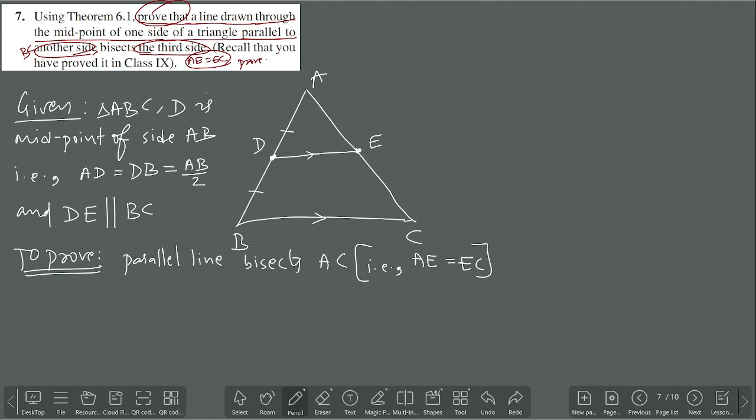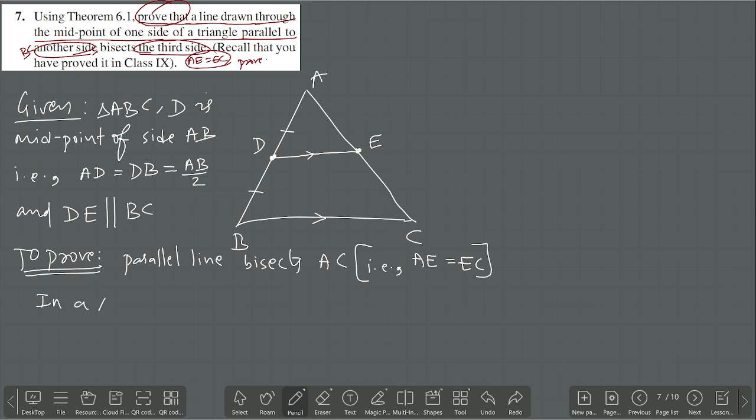Given is triangle ABC, D is the midpoint they said. If it is midpoint, AD equal to DB, and they said DE parallel to BC, and they asked to prove the parallel line bisects AC. That means the third side it bisects. That means AE equal to EC we have to bring. Shall we go? The very important, they said parallel. If they said parallel, what can we go with? Thales theorem. Thales theorem we can go very easily.